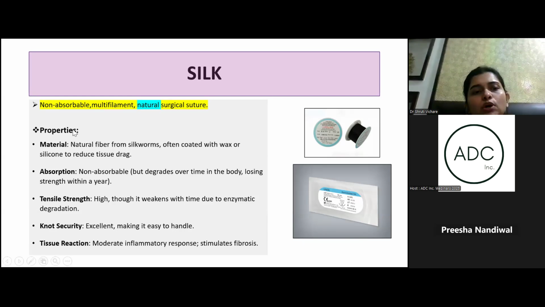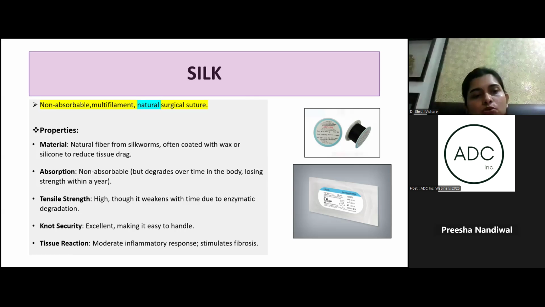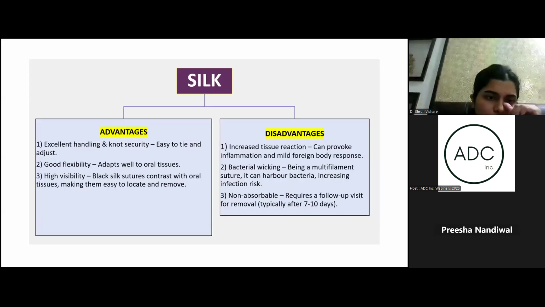Correct. Now coming to absorption, they are non-absorbable, but these silk sutures do degrade. After several months or within a year, it gets completely degraded. Although it takes several months, that is why it is categorized in non-absorbable sutures only. Okay. Tensile strength is decent. Knot security is very good. Okay. Knot tying is very good. Tissue reaction is moderate. It is not as high as surgical gut sutures, but definitely some inflammatory reaction you can expect with these sutures in some patients.